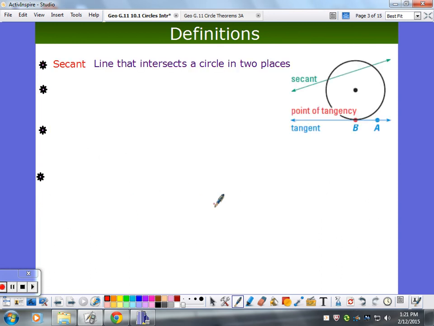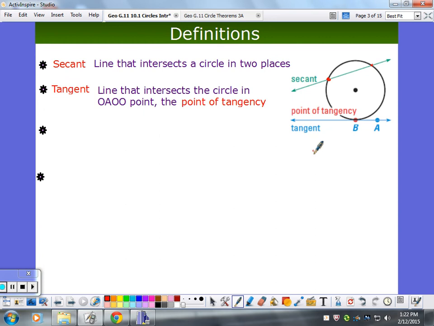More definitions. A secant is a line that intersects a circle in two places, so this thing here is what we call a secant. A tangent is a line that intersects the circle at one and only one point. We call that point where it touches the circle its point of tangency. We've heard the word tangent before; it is related to the tangent we learned about in trig. You will learn more about how they are related when you learn trigonometry beyond right triangle trig, next year for some of you, in two years for others.